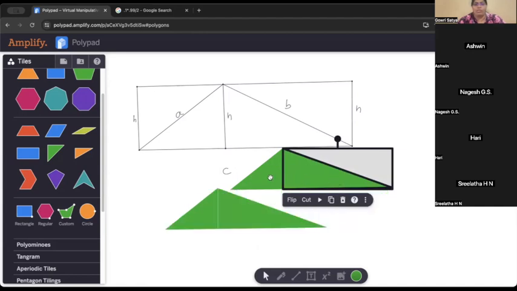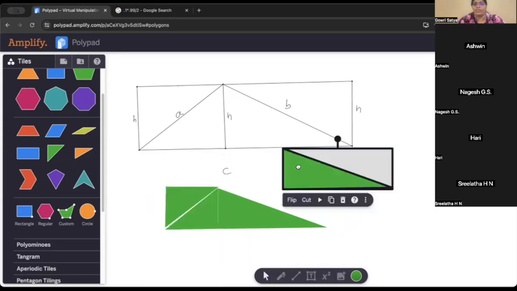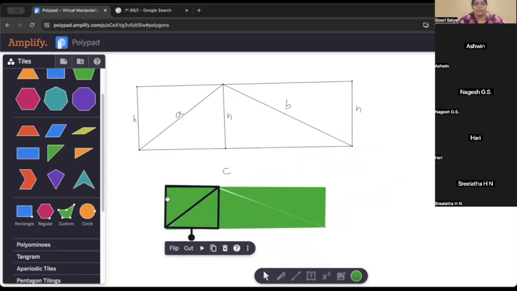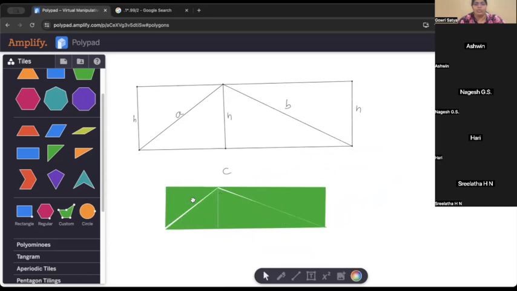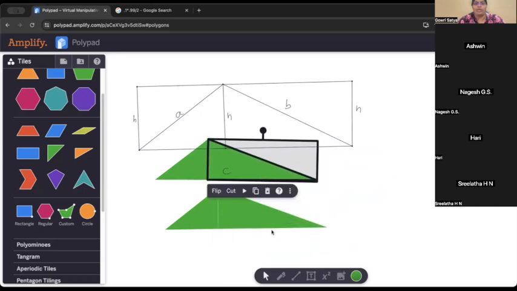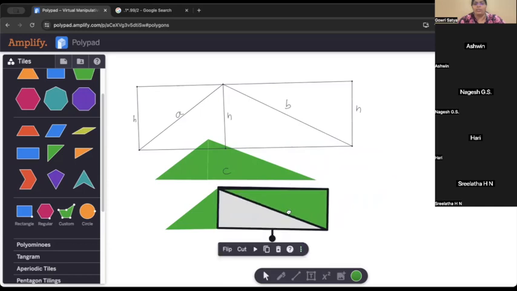Wait, no. This is the starting point, right? This is the starting point. Yes, okay, fine. Now, the small triangle, I'm just going to rotate all of them clockwise by some amount. And no, see, this is not the way. This is getting the parallelogram.